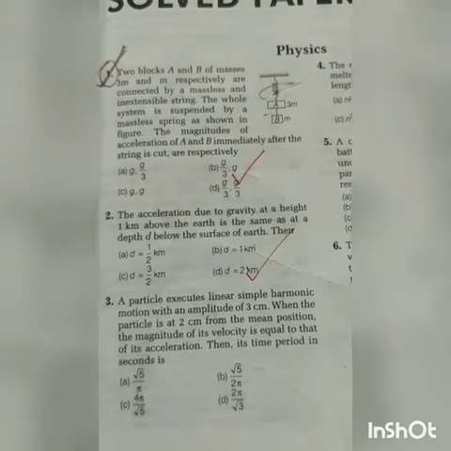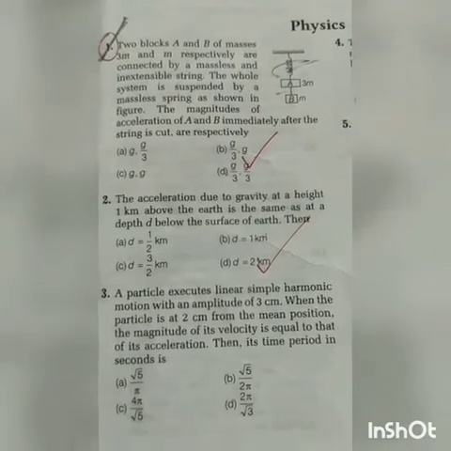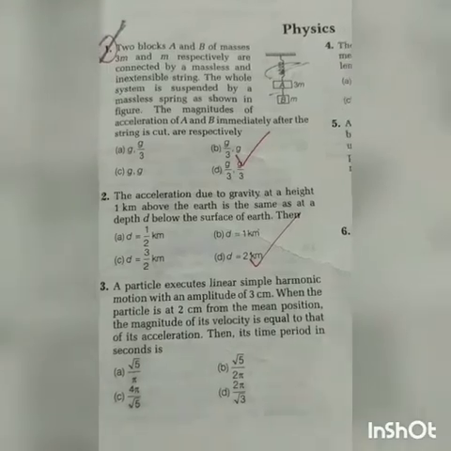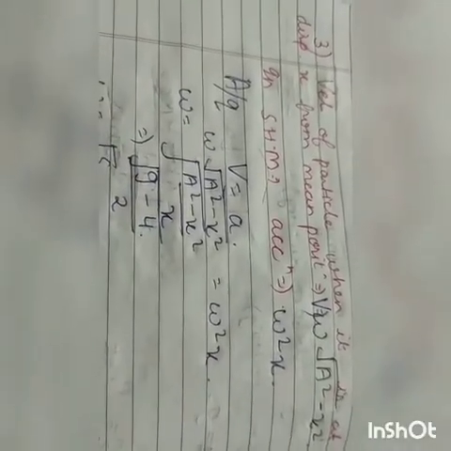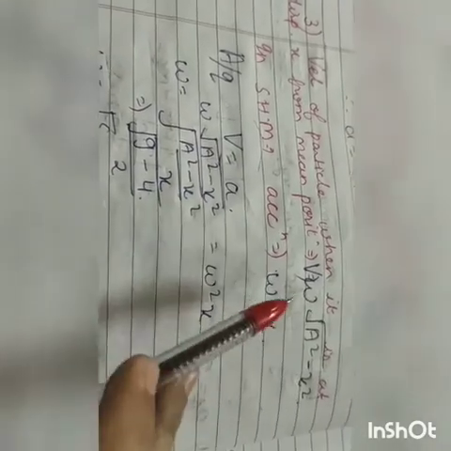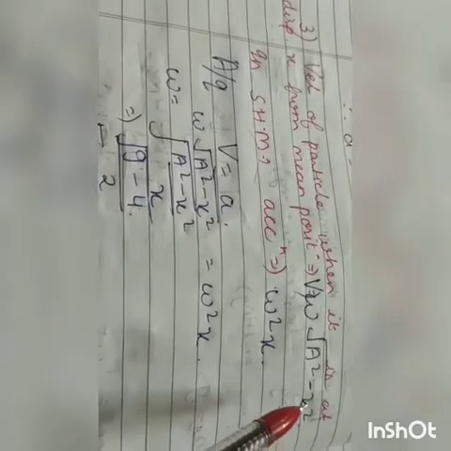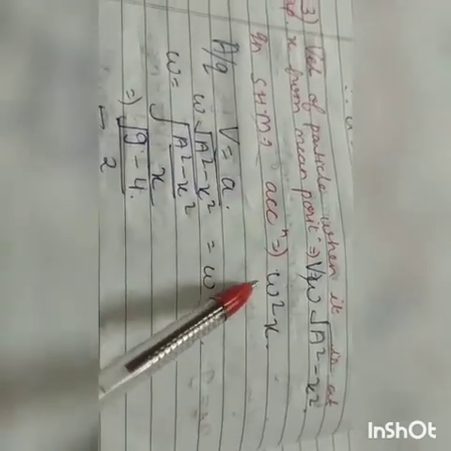Now question number 3. A particle executes linear simple harmonic motion with an amplitude of 3 cm. When the particle is at 2 cm from the mean position, the magnitude of its velocity is equal to that of its acceleration. Then its time period in seconds is. So we know that the velocity of particle when it is at x displacement from the mean position is v is equal to omega root of (a square minus x square), where x is the position and a is the amplitude. And acceleration is omega square x.